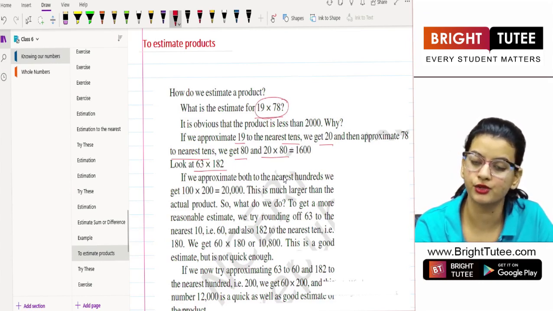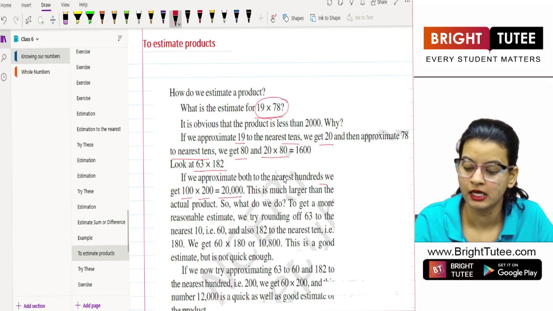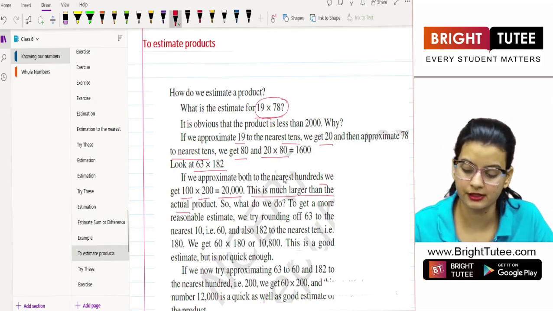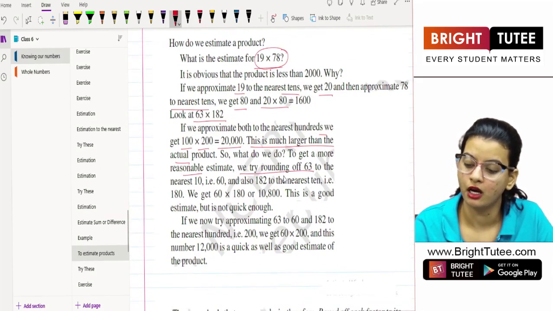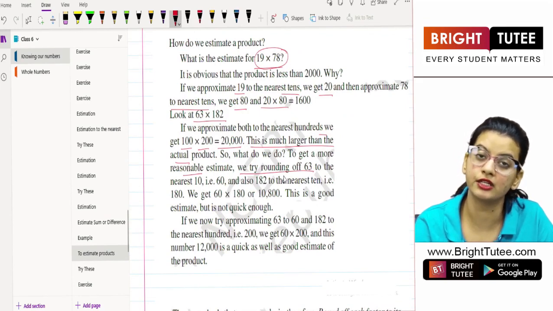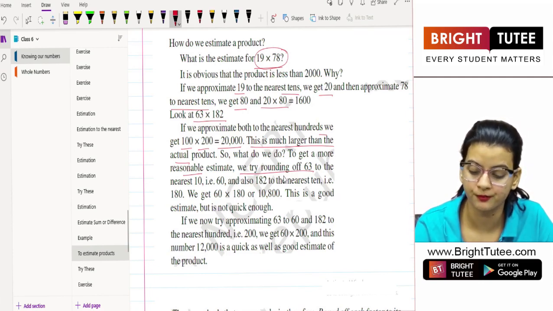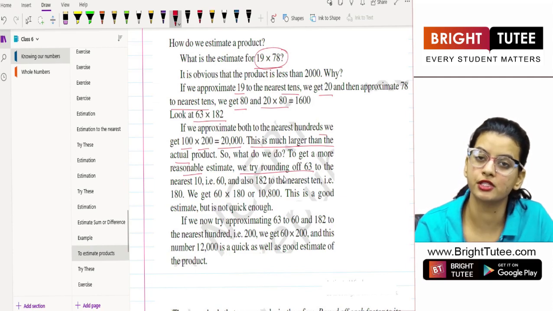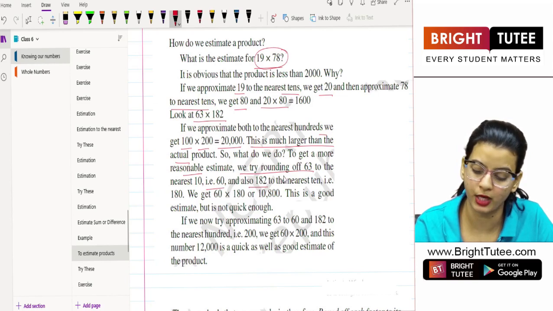Now look at 63 into 182. If we approximate both to the nearest 100, we get 100 into 200, that is 20,000. This is much larger than the actual product. So what do we do? In this case, to get a more reasonable estimate, we try rounding 63 to the nearest 10. So instead of rounding off to the nearest 100, we will round this off to the nearest 10 to get a more reasonable estimated product. So when we round off 63 to the nearest 10, we get 60, and we round off 182 to the nearest 10, we get 180.